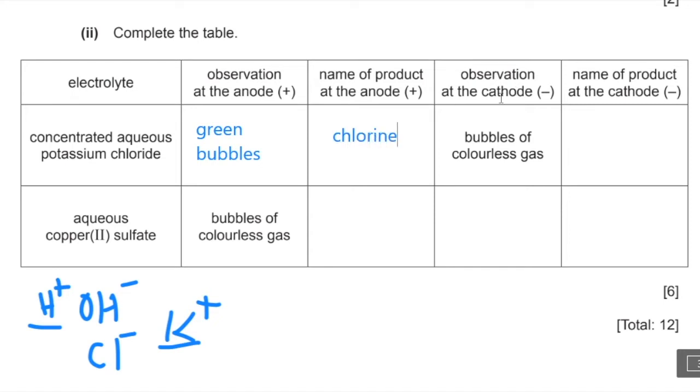And then the observation at the cathode. The positive ions are hydrogen and sodium. In the case of positive ions, it's completely opposite. The more reactive of the two, in this case sodium, stays behind as the ion itself. Hydrogen ions are attracted towards the cathode, and so hydrogen forms at this electrode.